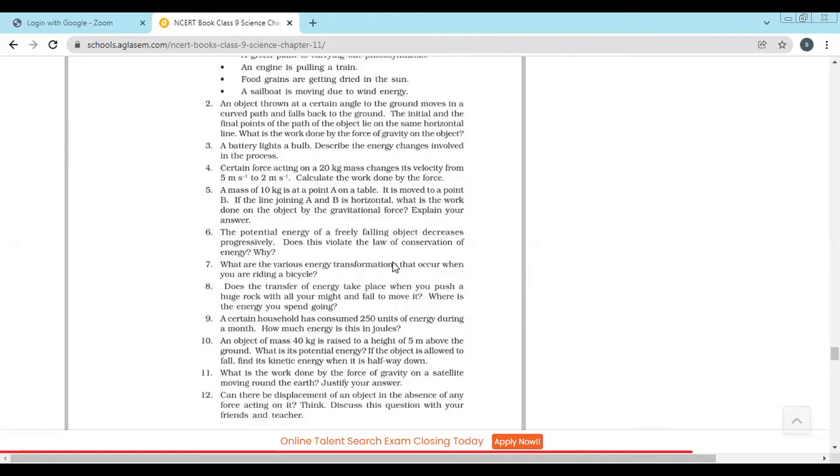So, muscular energy is converted into mechanical energy as the cycle is moving. Mechanical energy plus some heat energy.